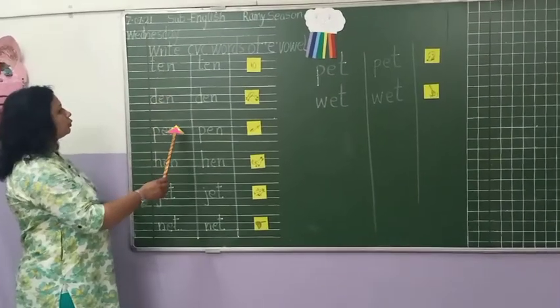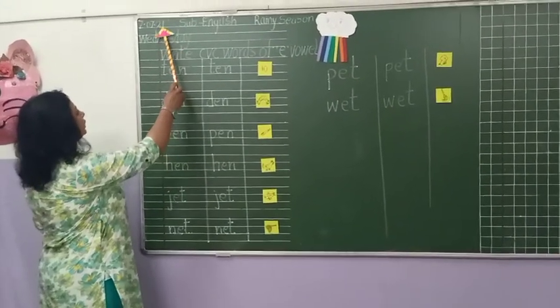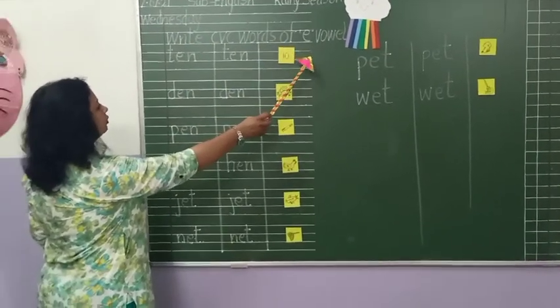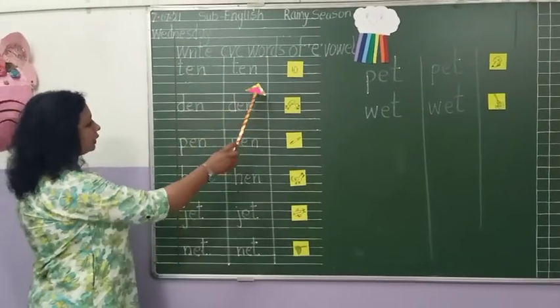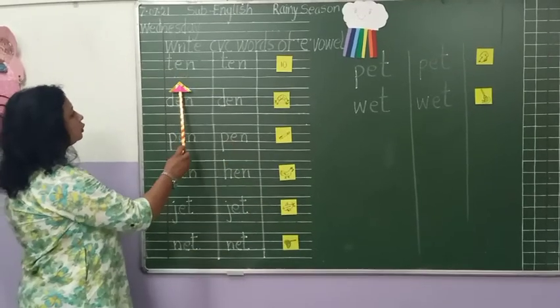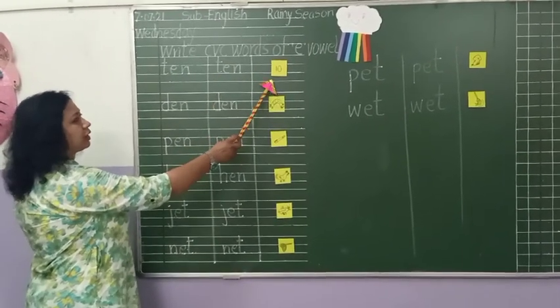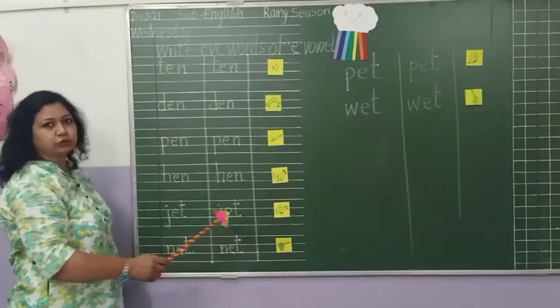Now in your notebook, first you have to write the day, write CVC words of E vowel, then draw two lines like this, write two times CVC words, then draw the picture, and you have to color these pictures also.